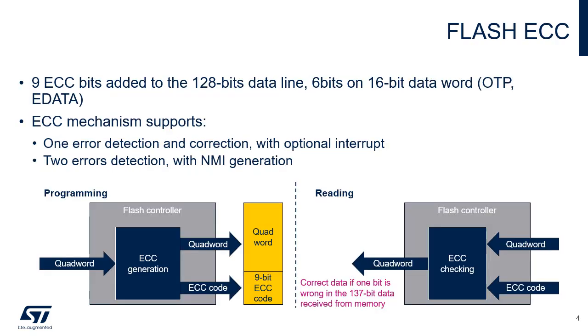Data in flash memory are 137 bits wide. 9 bits are added per each quad word of 128 bits. The ECC mechanism supports 1-bit error detection and correction and 2-bit error detection. When one error is detected and corrected, the ECC correction flag is set in the flash ECC register. An interrupt can be generated.